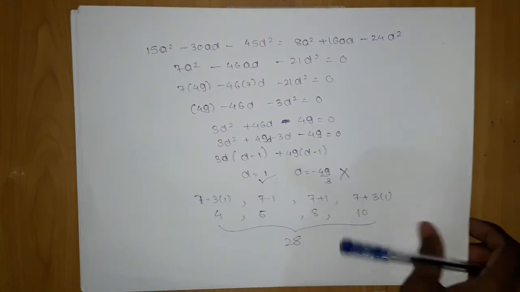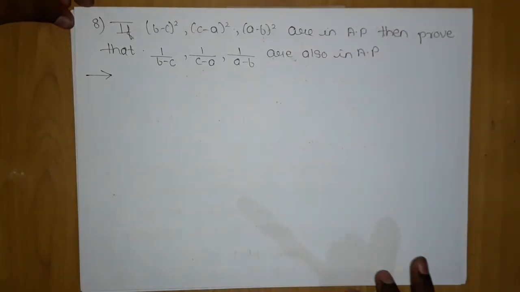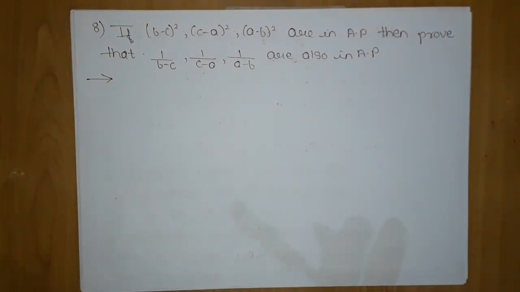Okay, 7th question done. Now let's move on to the next question, question number 8. It says, if (b minus c) the whole square, (c minus a) the whole square, (a minus b) the whole square are in AP, then prove that 1 upon b minus c, 1 upon c minus a, 1 upon a minus b are also in AP.